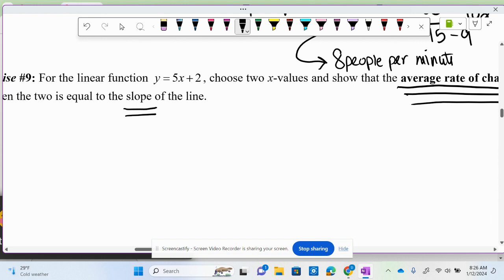So I want you to grab your calculator, everybody. And you're going to go to y equals. Remember, your y equals button is right here. It's the first button. You're going to press y equals, and you're going to type in 5x plus 2. Y equals 5x plus 2.